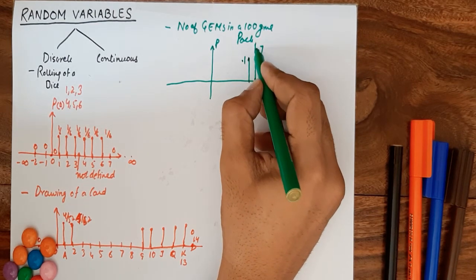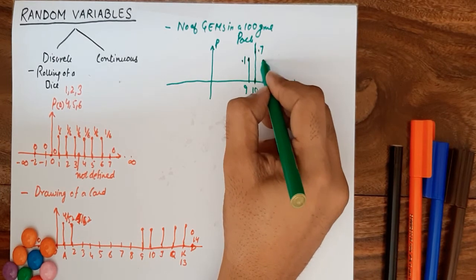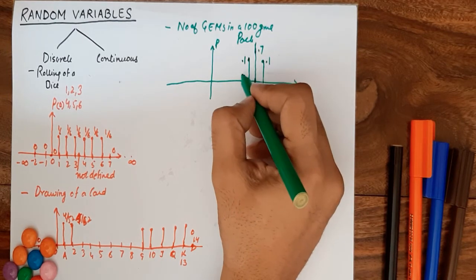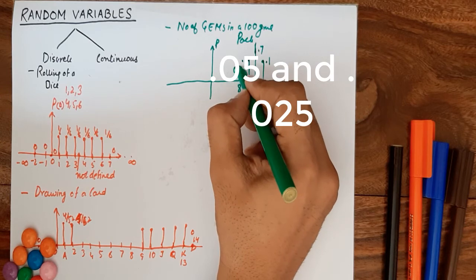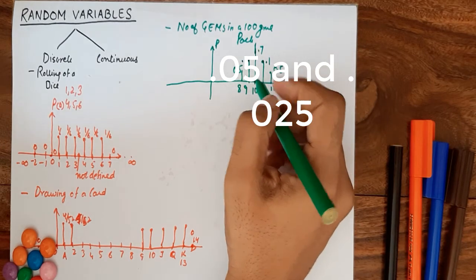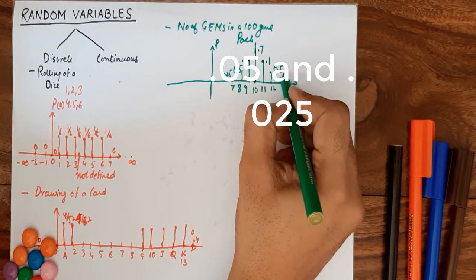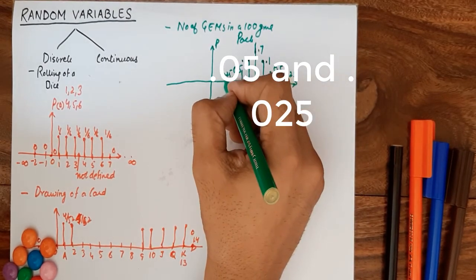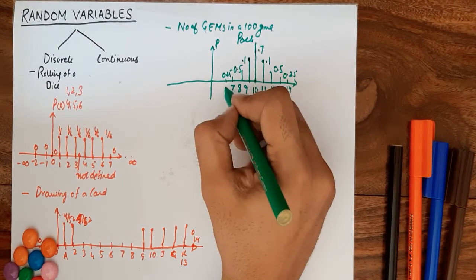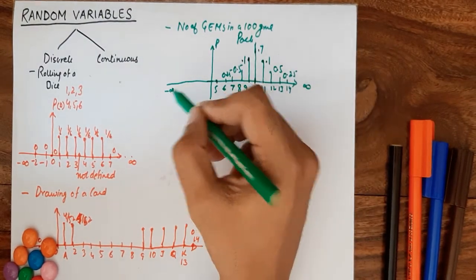And similarly, we could say that 11 gems could come out of the pack with probability 0.1, and the rest, 8, has an even smaller probability, 12 has an even smaller probability, and 7 has an even smaller probability, like this. And you could distribute this probability to some numbers like 14, 15 on this side and 6 or 5 on this side, but it will not go up to minus infinity or infinity.